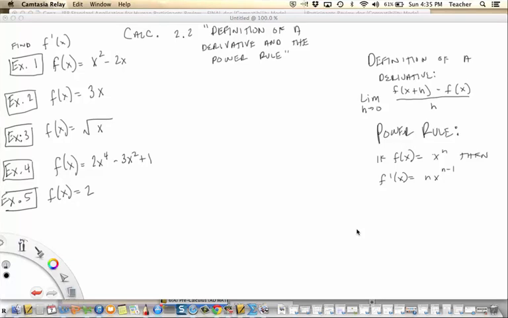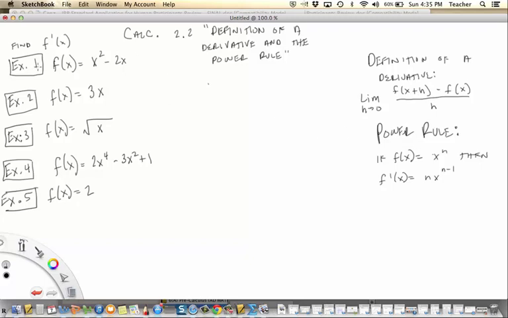Tonight we're going to talk about the definition of derivative and the power rule. The power rule is what we discovered on Friday, which makes our life extremely easier than using the definition of a derivative. But I will go through these first two problems with the definition of derivative in mind and then show you how it compares to the power rule.